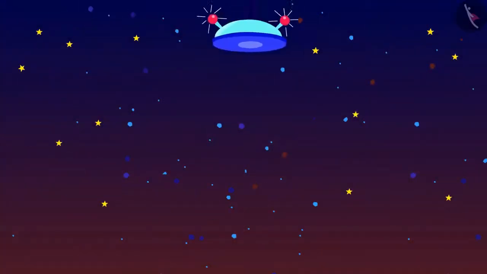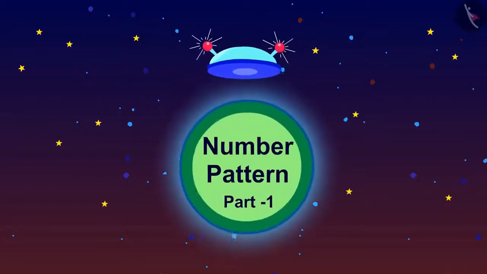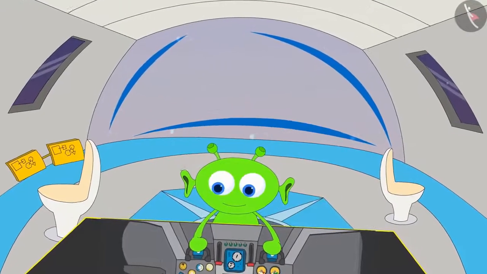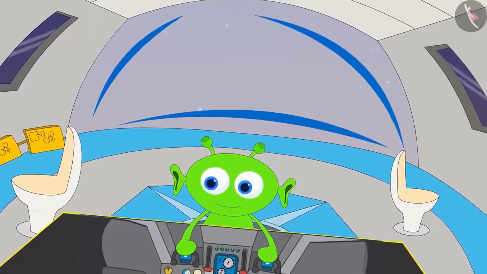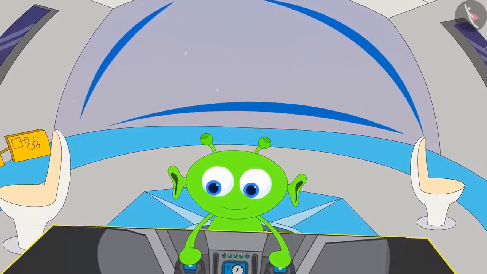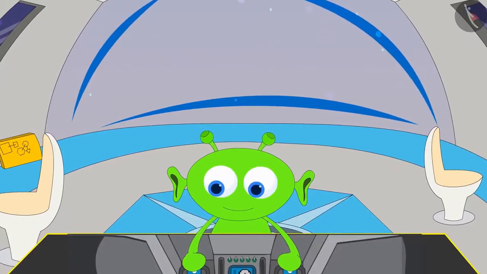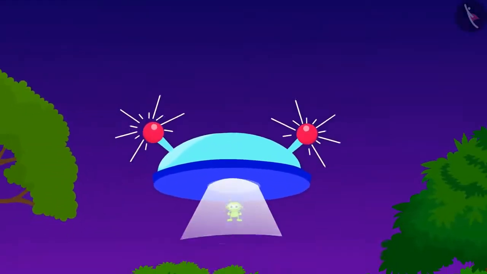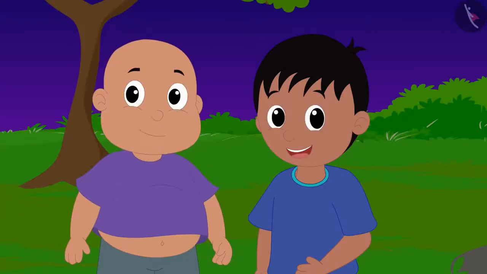Hello children! In this video, we will learn about number patterns. The alien is going to meet Raju and Bablu today with his flying saucer. Raju and Bablu were playing in the park when the alien also reached there. Raju and Bablu are very happy to see the alien.